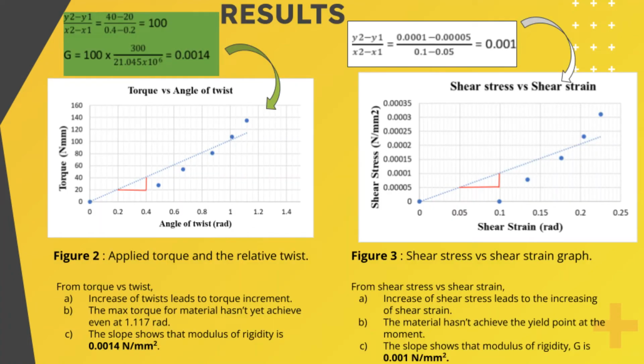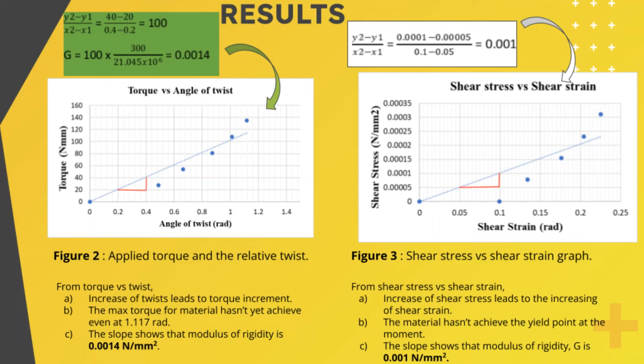Here are the graphs that we have plotted. From the torque versus twist graph, an increase of twist leads to a torque increment. The maximum torque for the material has not yet been achieved even at 1.117 radian. The slope shows that the modulus of rigidity is 0.0014 Newton per square millimeter.